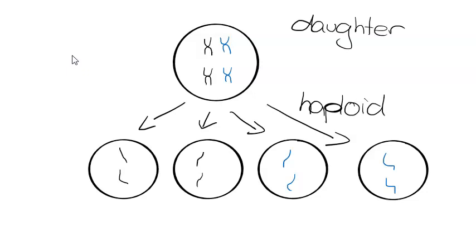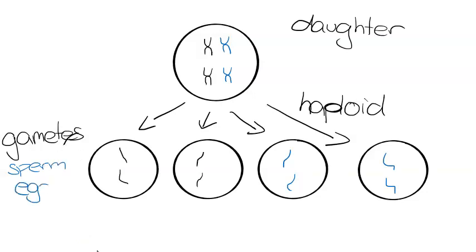So these 4 daughter cells here, what we've talked about in one of the earlier videos is that these are called gametes. So gametes have half the number of chromosomes as normal cells, and gametes can take the form of either sperm cells or egg cells. So that is meiosis, used for sexual reproduction.